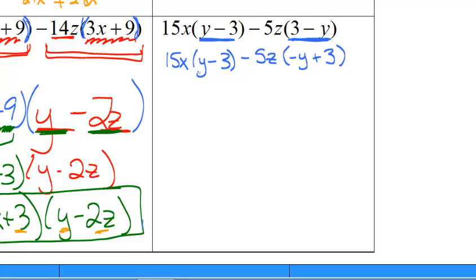Now, just by rearranging that, I can see that these two terms aren't exactly the same. In fact, they're only off by a negative. So what I would like to do is factor out a -1 out of the second parentheses. So I want to factor a -1 out of this term.